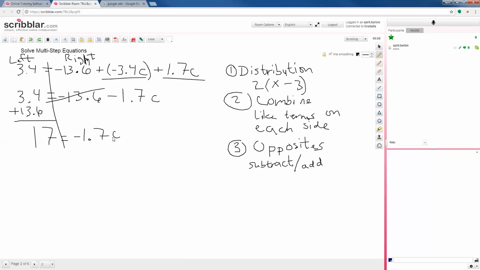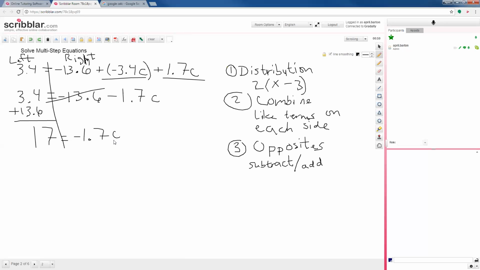So this opposite is a little bit more difficult. When you're left with one number next to the letter, it doesn't say plus c, doesn't say minus c, it's directly touching the c. What opposite do you think we should use here? We have negative 1.7 touching the c. What opposite do we use to get rid of the negative 1.7?